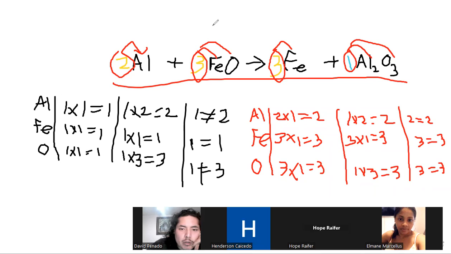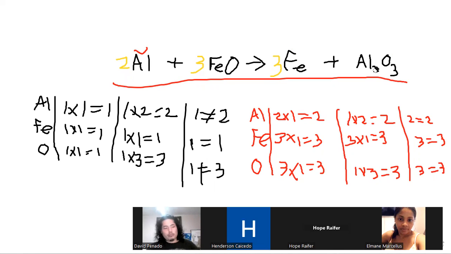2Al. Let me restart. 2Al plus 3FeO equals 3Fe plus 1Al2O3. That's my chart that I use to solve and balance these.